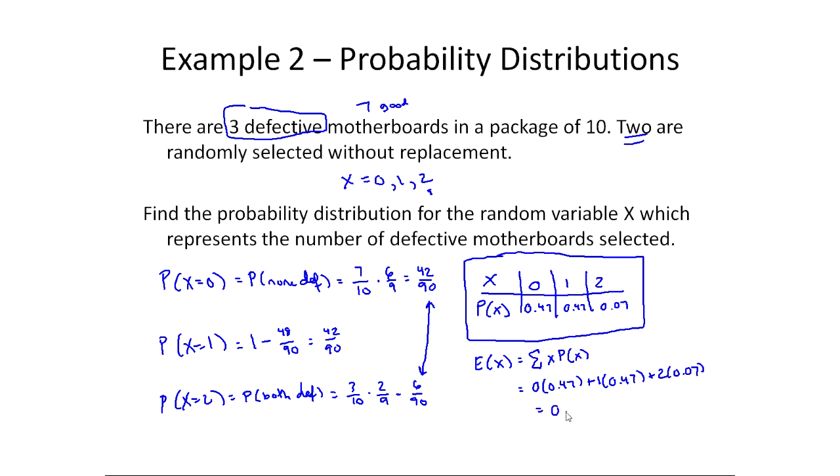And so this is essentially 0.47 plus 0.14, which is equal to 0.61. So this is the expected value. This is the mean of the distribution. It says on average, if you were to over and over again pick 2 motherboards, you would expect on average 0.61 to be defective. This is kind of like when you say, oh, the average household has 2.1 children. It's an average, so it's not always exactly a number you could actually have.